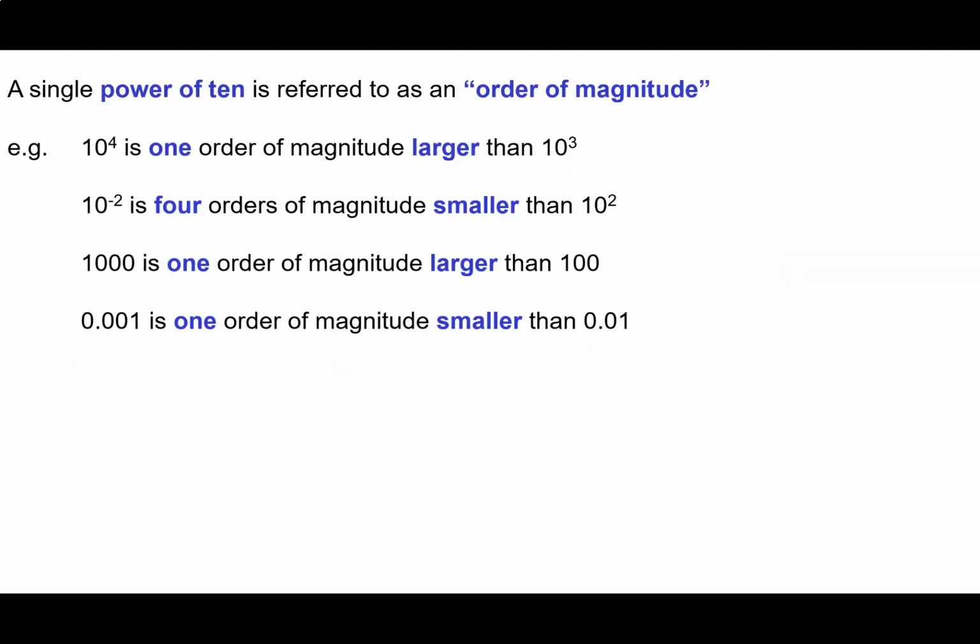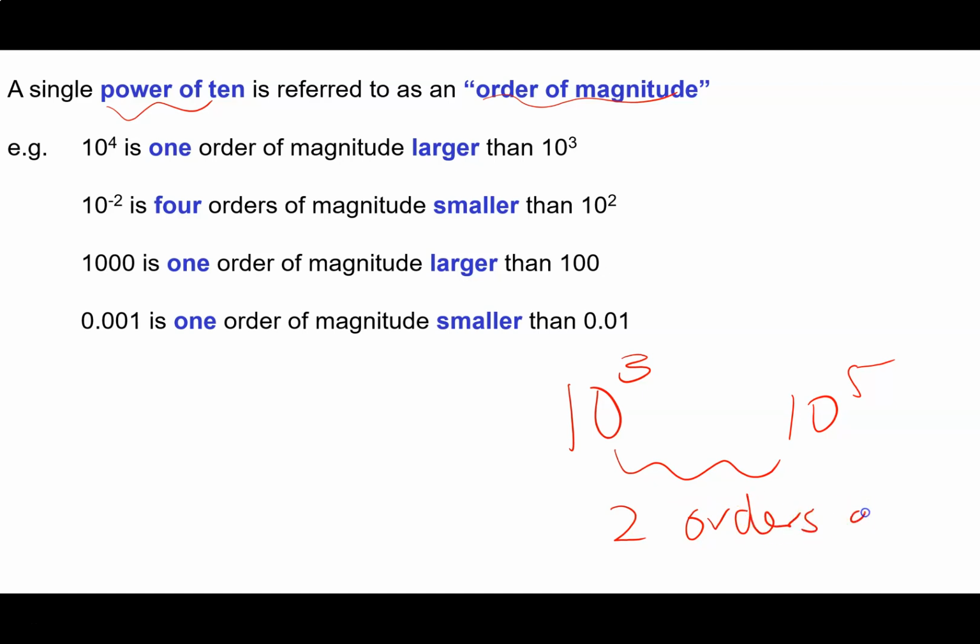So another little bit of language, a power of 10 is often referred to as an order of magnitude. So if I have 10 to the 3 and I'm comparing that to 10 to the 5, I'm going to say that they are different by 2 orders of magnitude. All right, you see that? There you go. They're different by 2 orders of magnitude. So 10 to the 4 is an order of magnitude larger than 10 to the 3. 10 to the minus 2 is 4 orders of magnitude smaller than 10 to the 2.